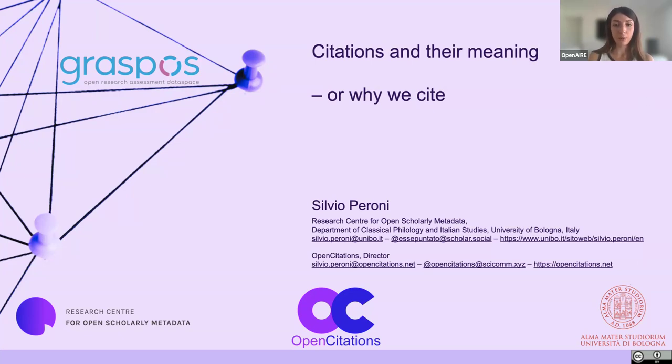So the topic of today's meeting is citations and their meaning, or why we cite, with Silvio Peroni. Some information about Silvio: he holds a PhD in computer science. He is an associate professor at the Department of Classical Philology and Italian Studies at the University of Bologna, where he also teaches computer science and open science in several courses. He is also the director of the International and Second Cycle degree in Digital Humanities and Digital Knowledge, and of OpenCitations, which is an open science infrastructure.